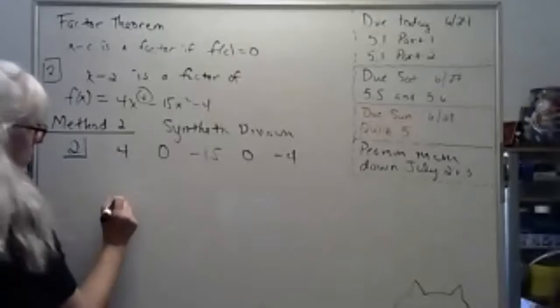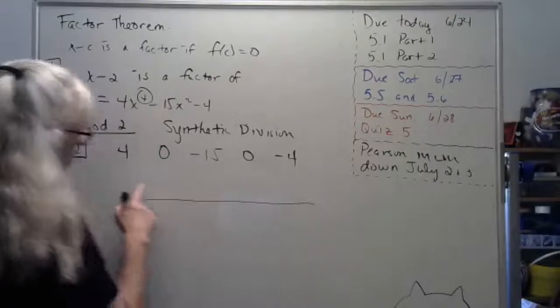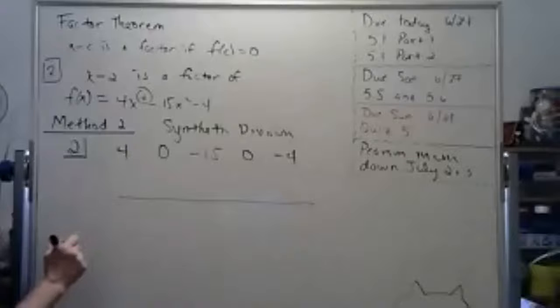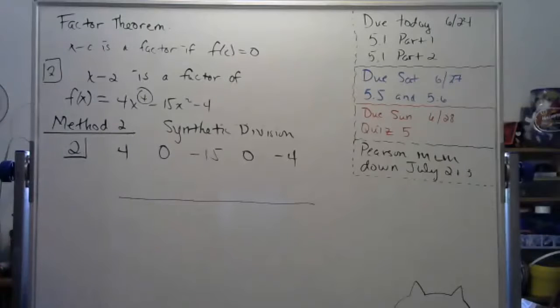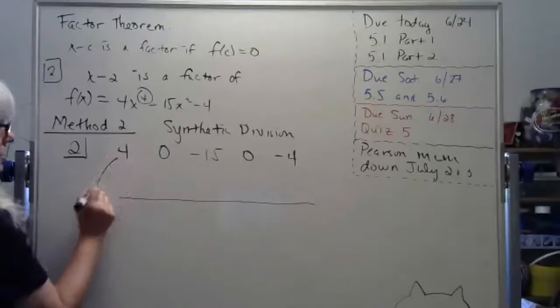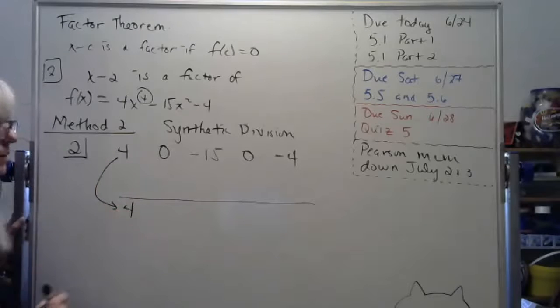Okay, now we're going to write above and below it. So I'm going to leave a little room up here and then I need room below it. So that's the setup. That's how you set it up. To actually do it, what you're going to do is bring the first number straight down. So whatever that first coefficient is, it comes straight down no matter what.